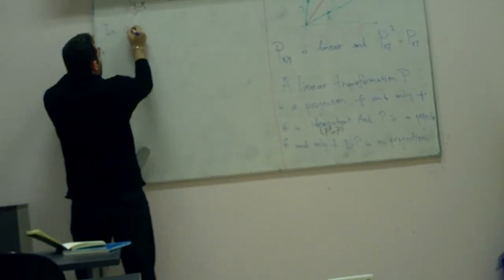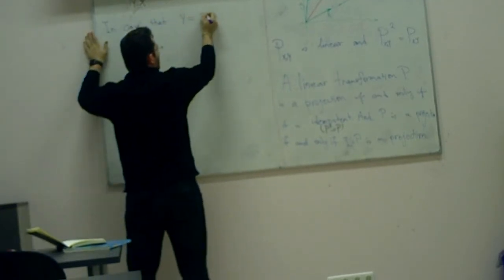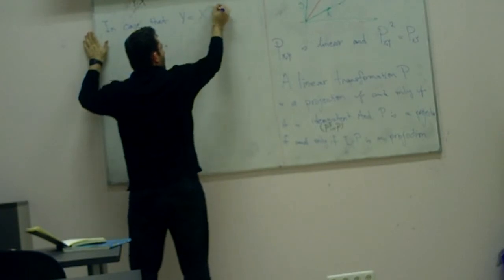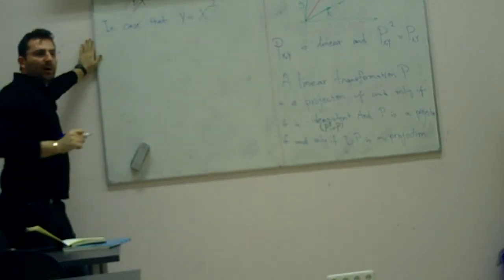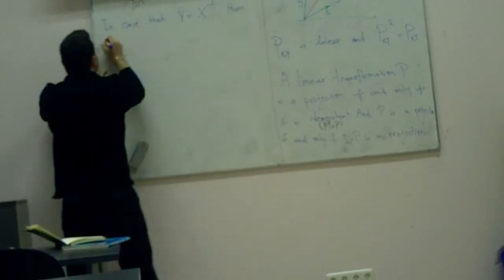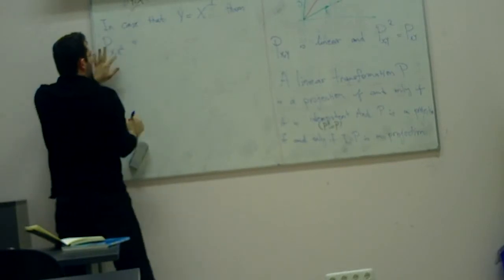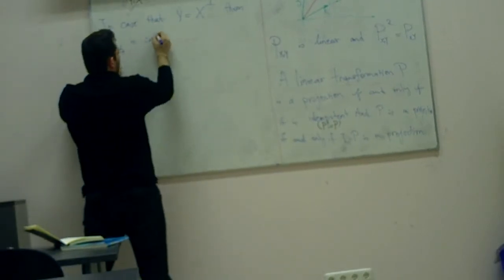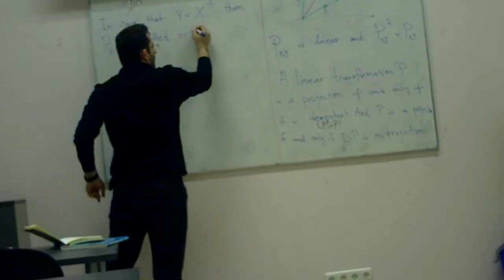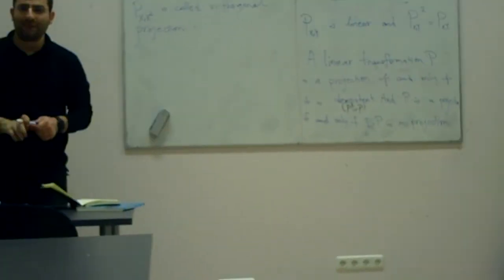In case Y is the orthogonal complement of X, then P of X and X orthogonal is called orthogonal projection, like the Cartesian coordinates that we have.